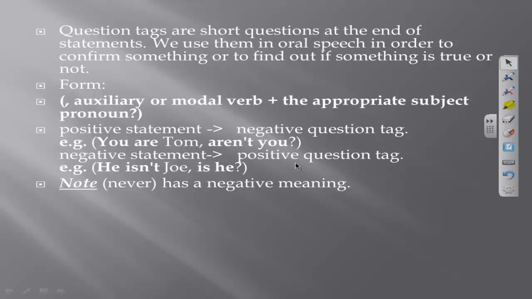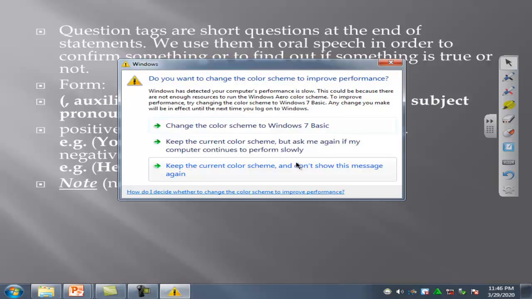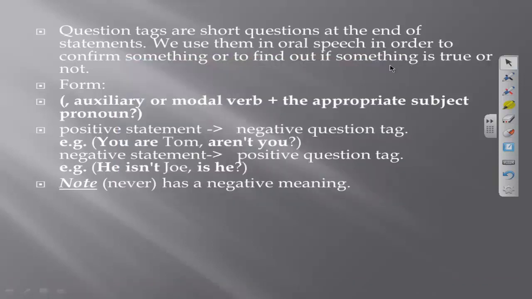In a negative statement, we change it into a positive question tag. For example, he isn't Joe. The verb here is isn't. We will change it into positive: is he?